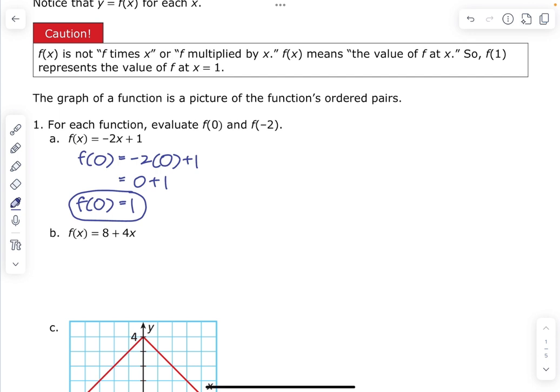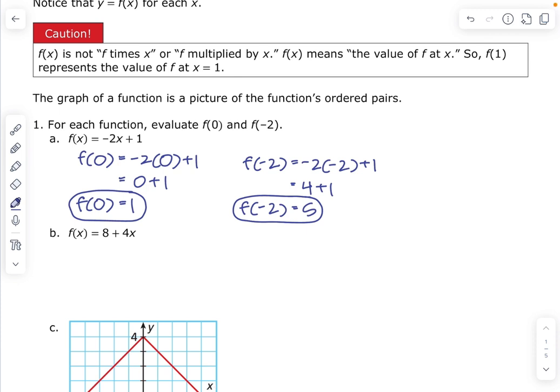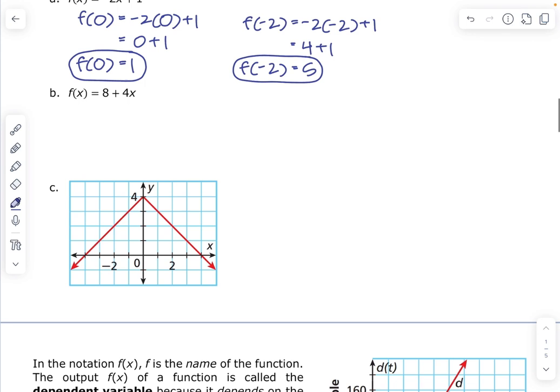Okay, let's do the same thing with f of -2. So on the other half of my equation, wherever there's an x, I'm going to write a -2 now. -2 times -2 is 4, plus 1 tells me that f of -2 is equal to 5. Okay, try part B on your own, come to class with those answers. We will do C together though.